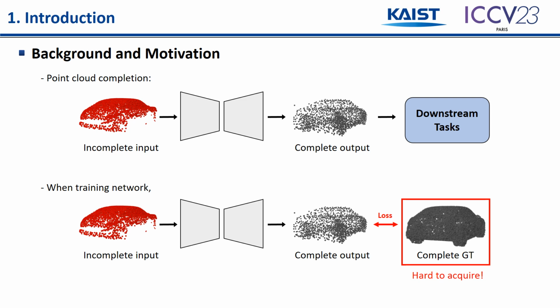Point cloud is widely used in the fields of computer vision and robotics. Since obtaining complete point clouds is often difficult, point cloud completion tasks started. Most existing studies require an input point cloud and the corresponding complete point cloud, which is hard to acquire. To solve this problem, we propose a novel point cloud completion framework that does not use any complete point clouds.